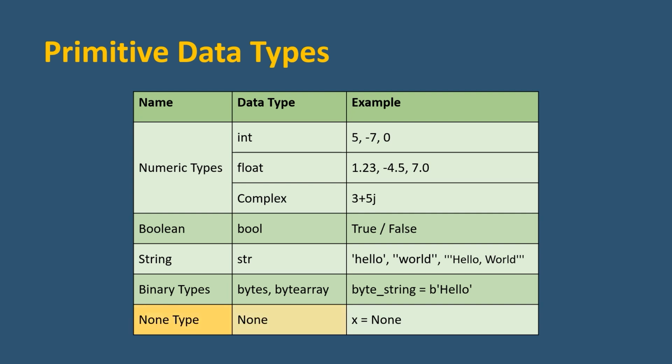None type. None is a special constant in Python that represents the absence of a value. It's a built-in constant of the NoneType data type. We often use None to indicate that a variable or function doesn't have a meaningful value or doesn't return anything.